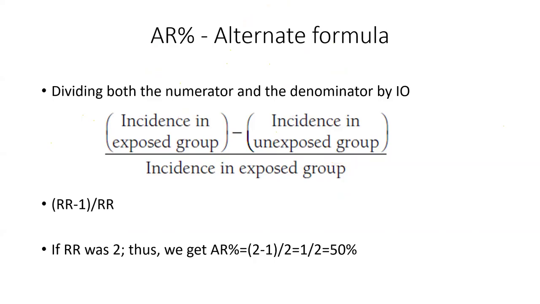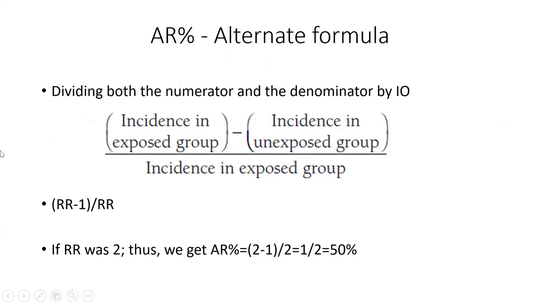Now, this is an alternate formula for attributable risk percent. If you just divide both the numerator and denominator by the incidence amongst the unexposed, you get this formula. Why I'm telling you this formula is, if you are given a problem, or sometimes you just have the relative risk available with you, still you can calculate the attributable risk percent. All you have to do is subtract 1 from the relative risk and divide it by the relative risk, and you get your attributable risk percent.